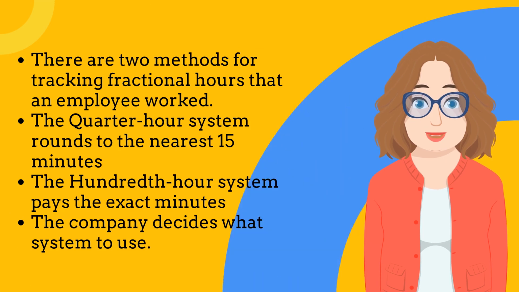Let's summarize. There are two methods for tracking fractional hours that an employee worked. The quarter-hour system rounds to the nearest 15 minutes. The hundredth hour system pays the exact minutes.